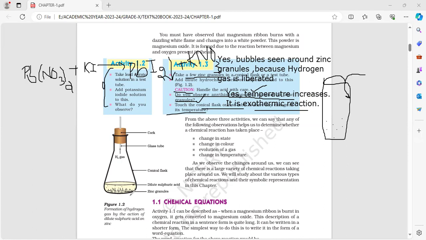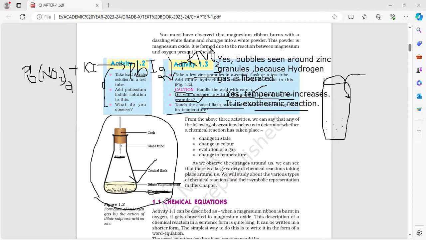and then activity 1.3. Sometimes he may ask you to draw this diagram, activity 1.3, or sometimes he may give this diagram including all the parts, and he may ask you which gas is liberated in this activity. So which gas? Hydrogen gas. Or one more question can also be asked, which type of chemical reaction is it? It is an exothermic reaction. Or sometimes he may ask what are the materials we took in this activity. So what are the materials? Zinc granules, and dilute sulfuric acid or hydrochloric acid.